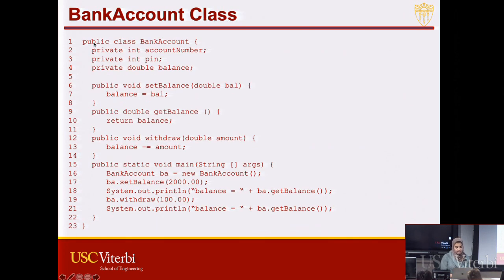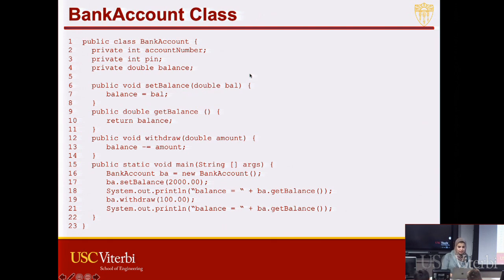If we want to create a class, we need to have the class name. We need to write class, then the class name. We have the attributes here. We have private account number, private PIN number, private double balance. We have the first method, public void setBalance, double balance.